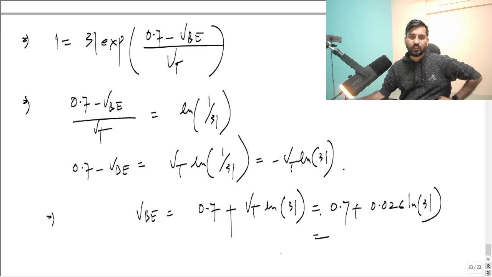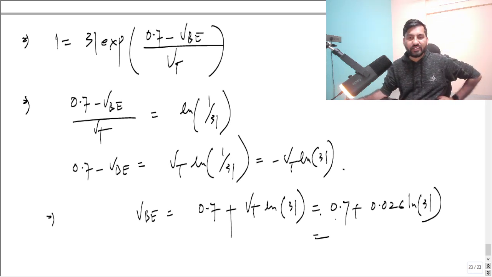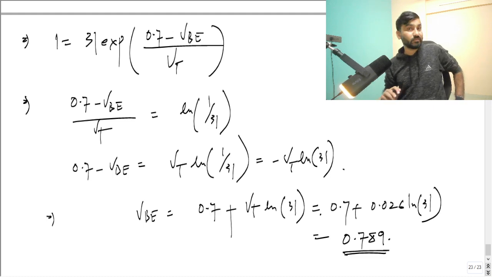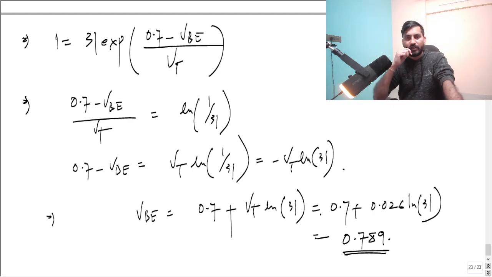I don't know what will be the value, we can use the calculator here. So you can say 31 ln times 0.026 plus 0.7. Okay, so your VB is going to be 0.789. Please choose this up to 3 decimal places so that you will get the accurate answer. I hope this makes sense to all, right? So your VB is going to be 0.789.